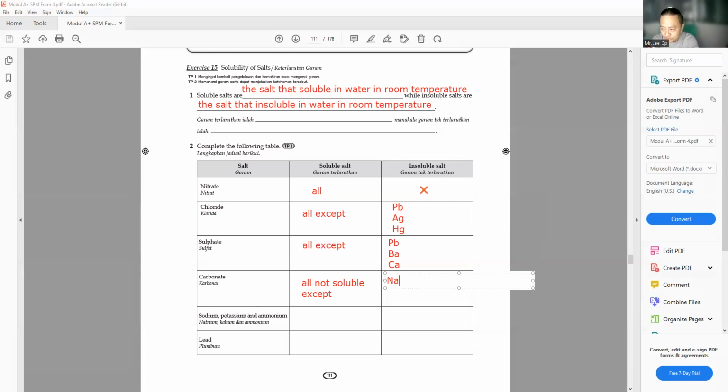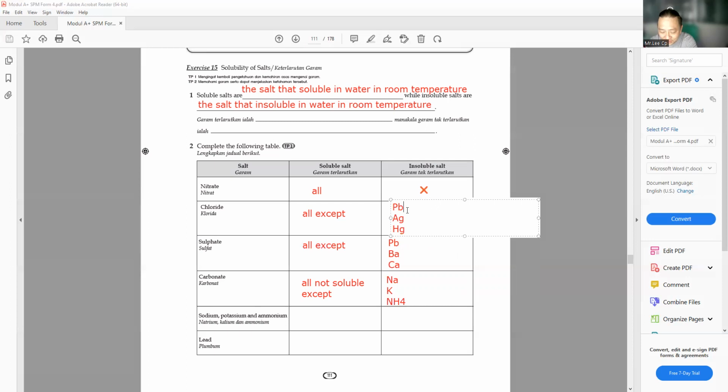Except Na, good. K, good. And H, 4. Right? I write the 4 like that. It's not very difficult to write. Right? You know, huh? So in other words, what is it? If you want to write this one, you cannot write it this way, I am lazy. So what should I write, do you know? What is insoluble salt?